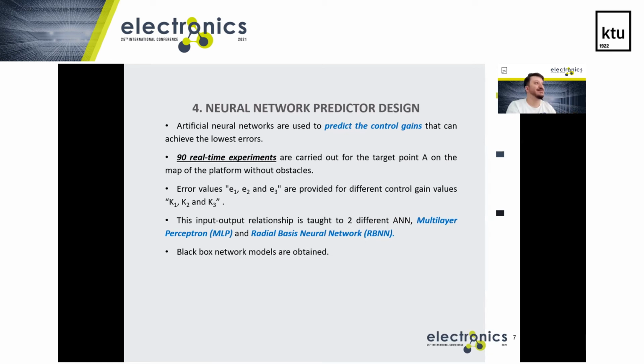And we obtained 90 real-time data for posture errors E1, E2, E3, and for different control gain values K1, K2, and K3. And this input-output relationship is taught to two different artificial neural networks. These were the multi-layer perceptron, MLP, and the radial-based neural network. These are commonly used for fitting applications, for predicting applications. And finally, we obtained the black box network models for these experimental data.